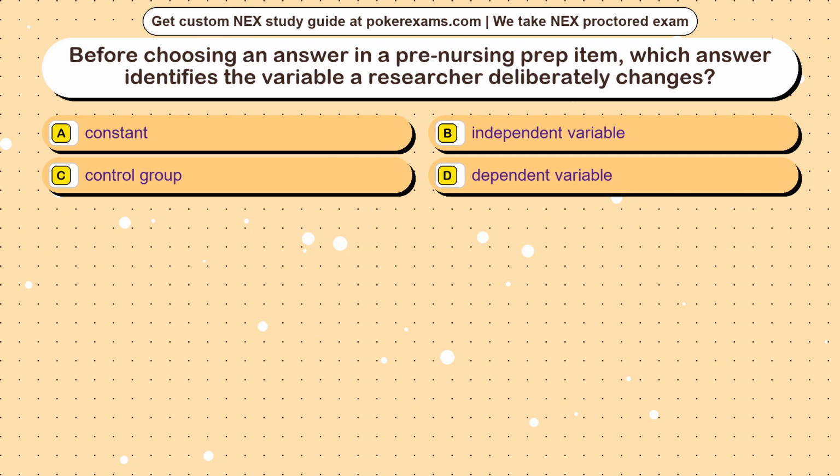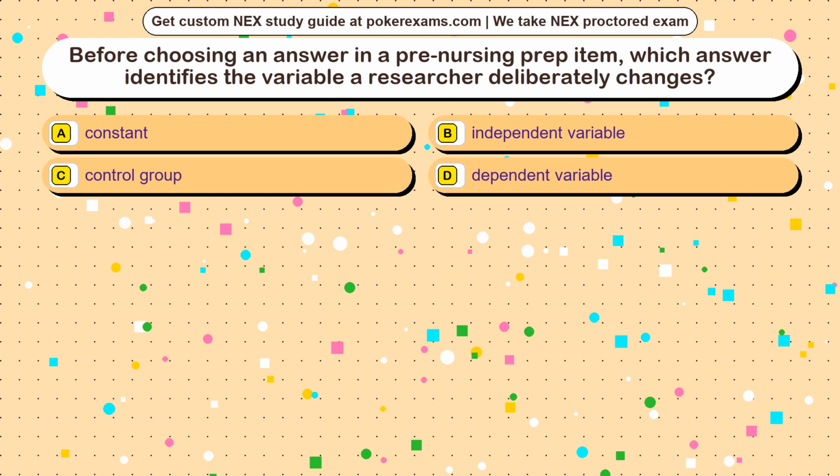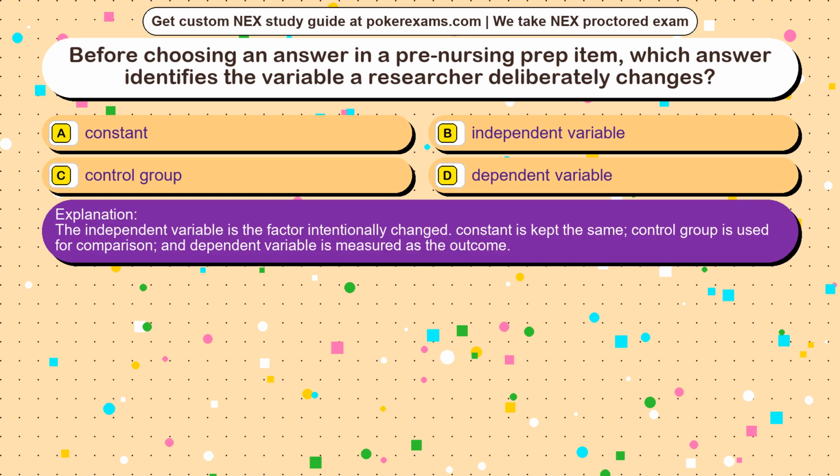Question 9. Before choosing an answer in a pre-nursing prep item, which answer identifies the variable a researcher deliberately changes? Option A, constant. Option B, independent variable. Option C, a control group. Option D, dependent variable. The correct answer is option. The independent variable is the factor intentionally changed. Constant is kept the same, control group is used for comparison, and dependent variable is measured as the outcome.